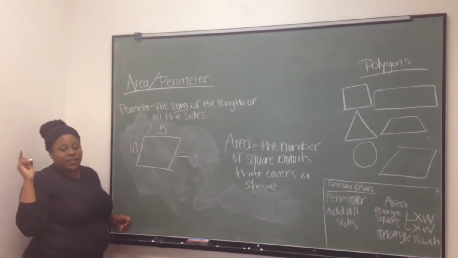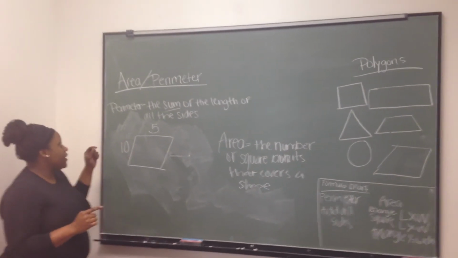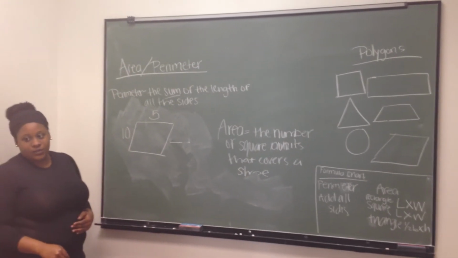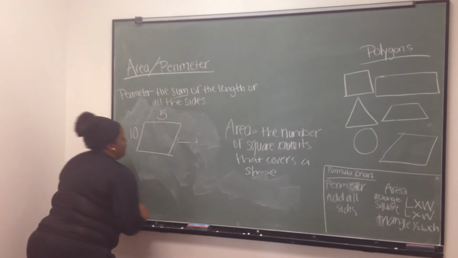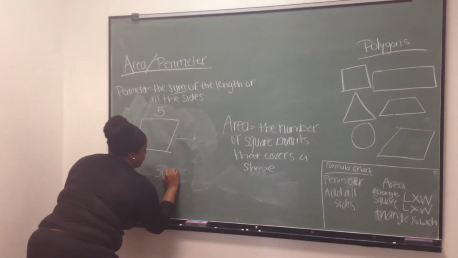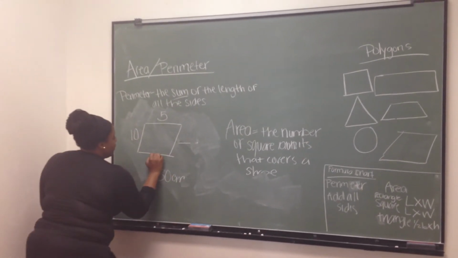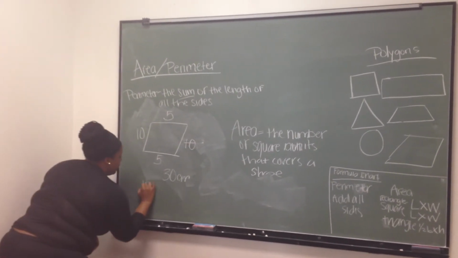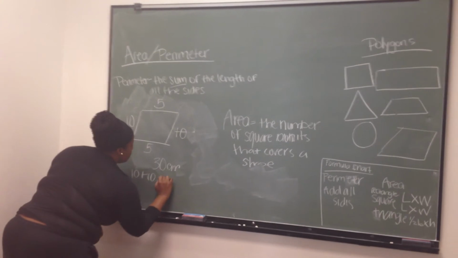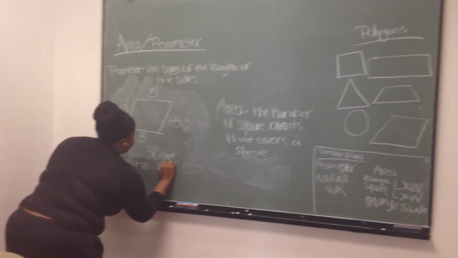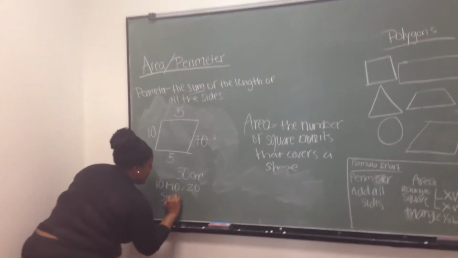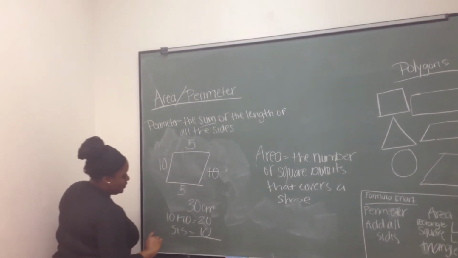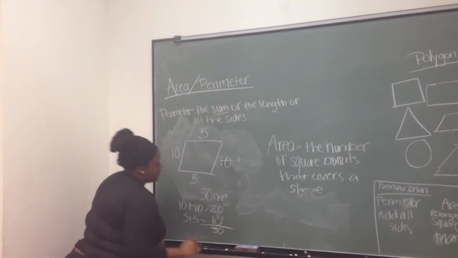Jasmine, can you tell me the perimeter for the parallelogram? 30 centimeters. So let's check and see if she's right, class. We have another 5 and a 10. 10 plus 10 equals 20. And 5 plus 5 equals 10. And we add that up, and what does that give us? 30. Good job, Jasmine.